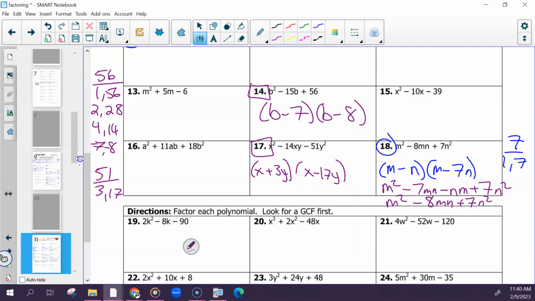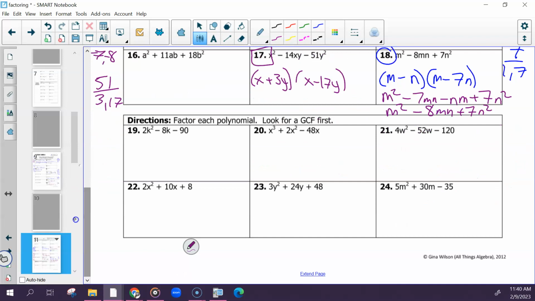Then there is one last thing we need to talk about with trinomials. Sometimes you'll get trinomials where your a is not 1. But it can be factored out by GCF. Sometimes that's also not the case, and we'll talk about that other case next time. But let's start with 19.